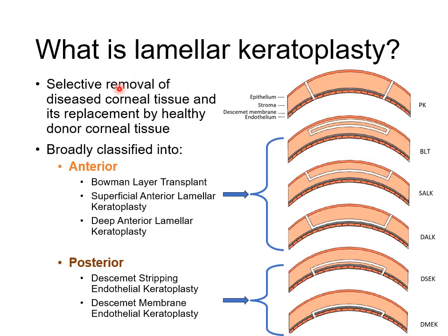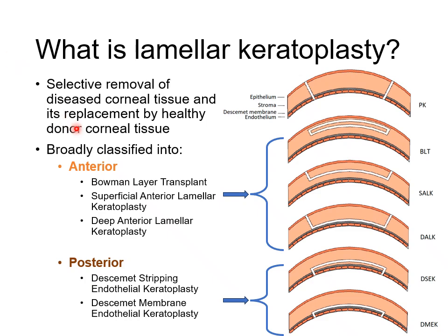Lamellar keratoplasty is the selective removal of diseased corneal tissue and its replacement by healthy donor corneal tissue. It is broadly classified into anterior and posterior. Anterior includes replacement of the anterior corneal layers. That includes Bowman layer transplant, superficial anterior lamellar keratoplasty, that is up to 50% of the corneal stroma, and deep anterior lamellar keratoplasty, that is up to 80% of the corneal stroma.